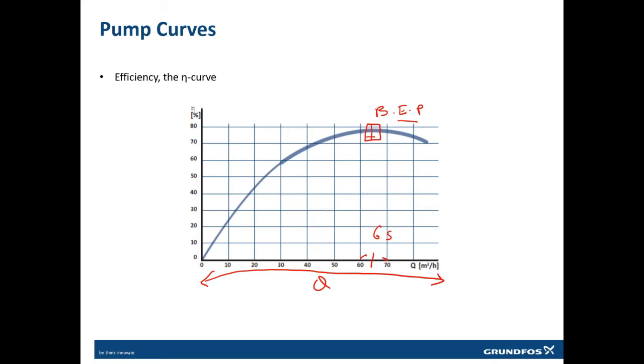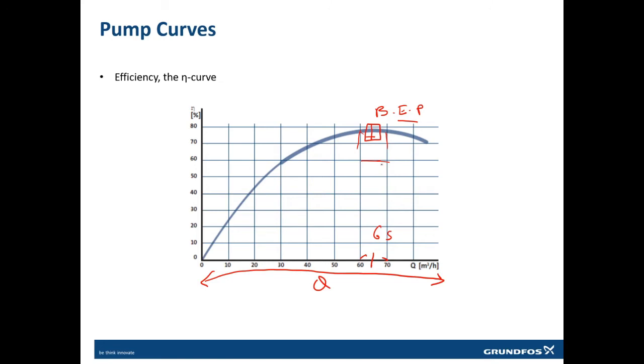That means that if you run the pump at this point, you will have the maximum life of the pump, the minimum bill from the electricity, and the minimum wear and tear of the pump, because the vibration at this point is also minimum. Vibration is an enemy of the pump. Whenever you have vibration, the life of the pump will go down. So having minimum vibration at this point means that the life of your pump will increase. So the BEP point is very, very important on your curve.